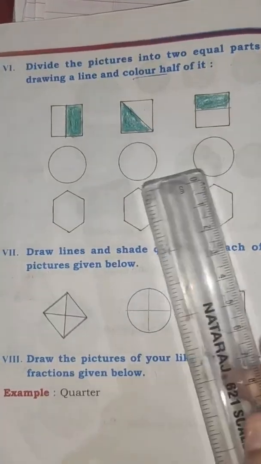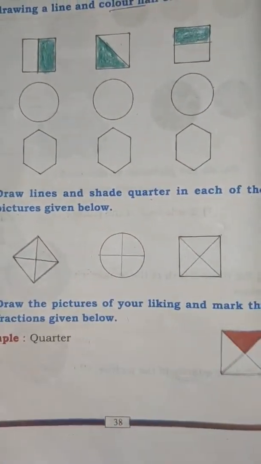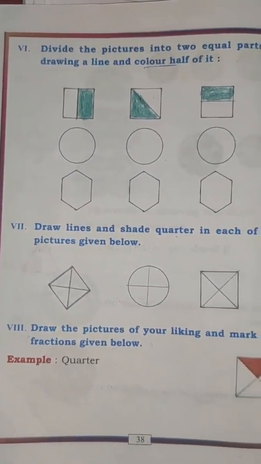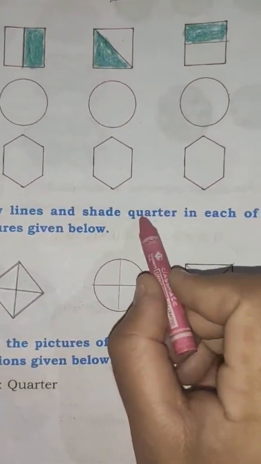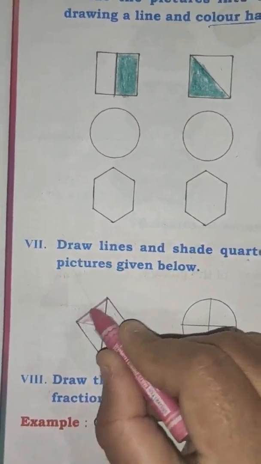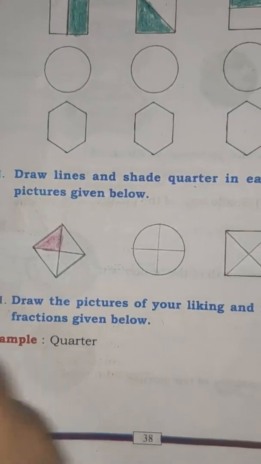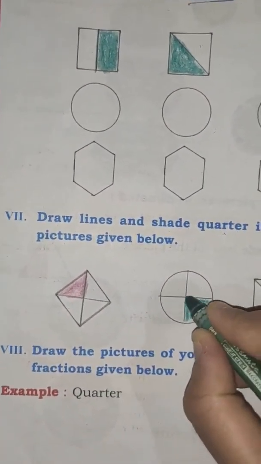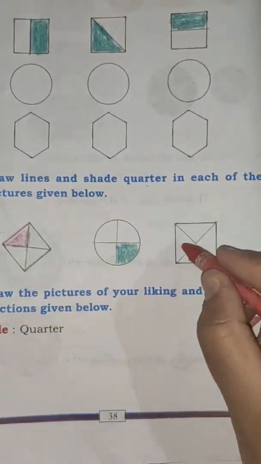So children, here you can see that I have drawn the lines by using my scale. Here I got the 4 equal parts. Here also got the 4 equal parts. Here also I got the 4 equal parts. So by taking any color, based on your choice, then you have to shade a quarter. Okay, quarter you have to color like this. This is 1 quarter. Okay, next one for here, this one like this. And for the next one you can color any of the parts here, either this one or this one.